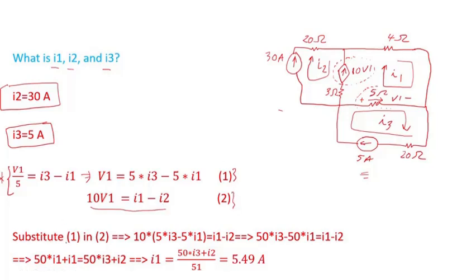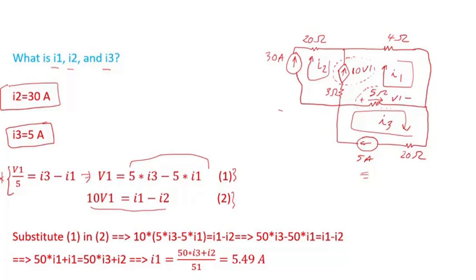So if I substitute equation 1 in equation 2, so 10 times V1, I just replace V1 with this quantity here, and keep simplifying it, what I get is I1 is equal to 50 times I3 plus I2, divided by 51.